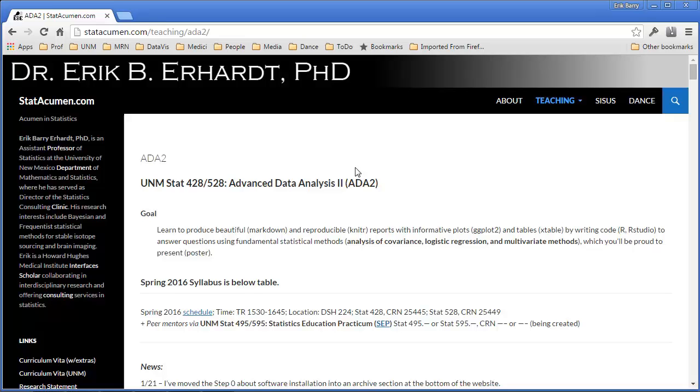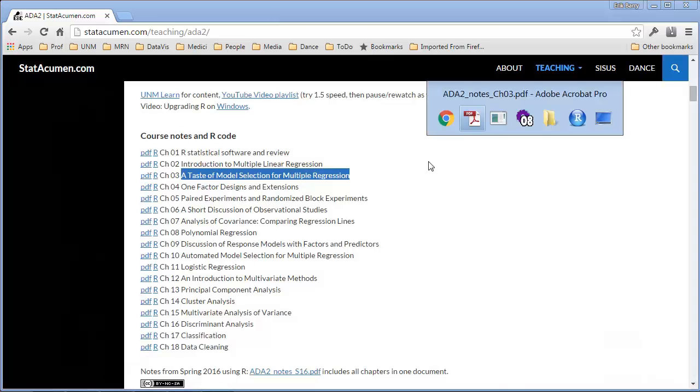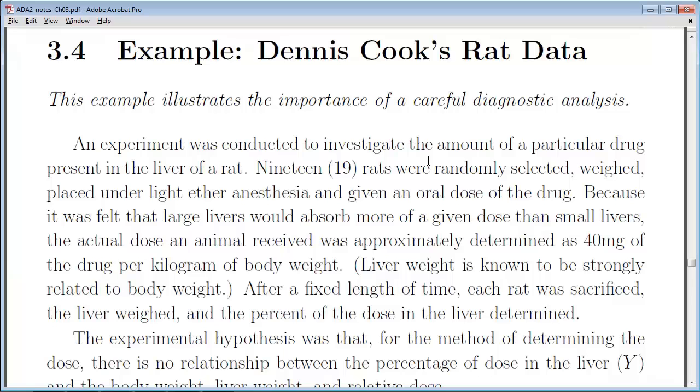In this video, we'll continue Chapter 3, A Taste for Model Selection in Multiple Regression, and talk about Dennis Cook's rat data. So here we are at the course website. Scroll down. Here we are in Chapter 3. Open up that PDF and the R file to follow along. So I'll jump over to the lecture notes.